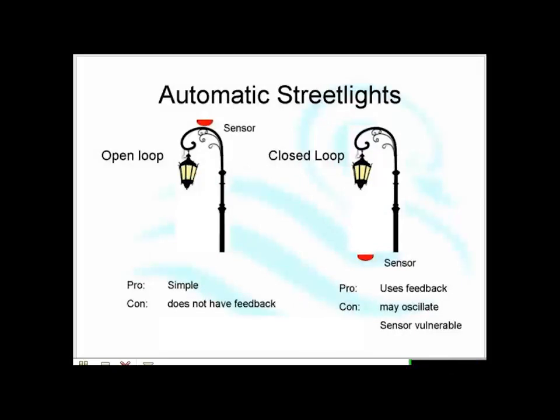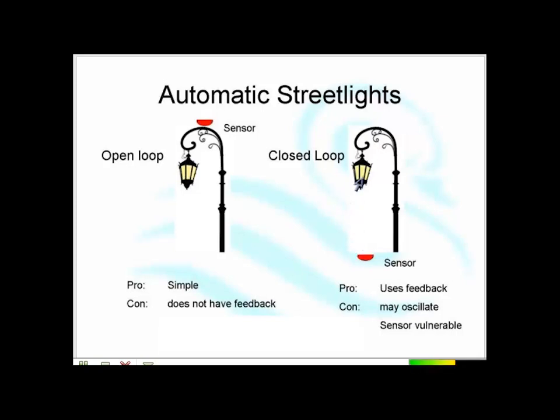To show this, here's an example. I've got two types of street light. The first type of street light is open loop. I've got a light sensor on the top of the lamppost, and that's not seeing the light. It doesn't see the light, so it doesn't take the light reading and feed it back into the decision-making process. That's the open loop. The closed loop one, I have the lamp sensor stuck underneath the light, down on the pavement, and it is looking at the light. So the closed loop one does look at the light, so it does use feedback. Closed loop uses feedback, open loop doesn't use feedback.